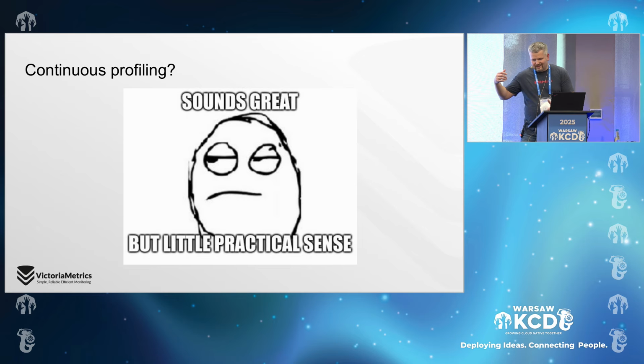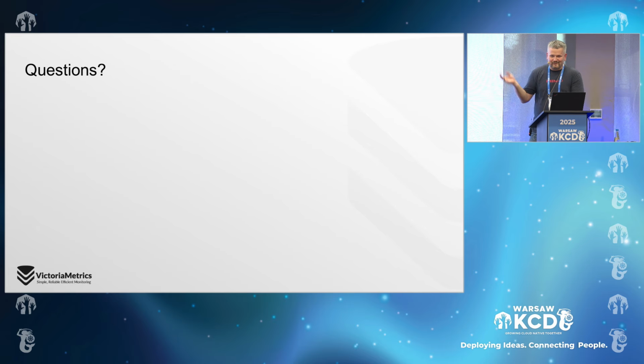If your application starts working slower over time, then you run this one-time profiling and perform the optimization, and that's all. That's why I think that continuous profiling is good for marketing, but bad for practice. And that's all.